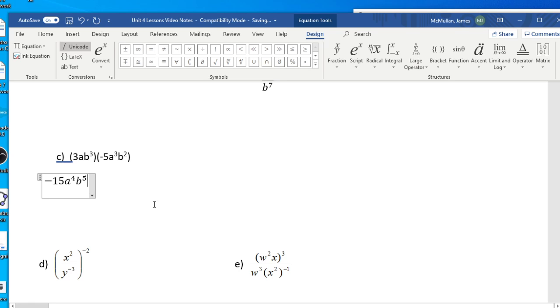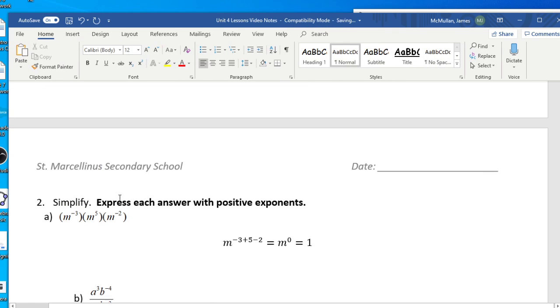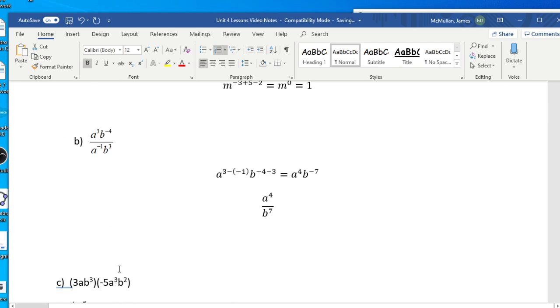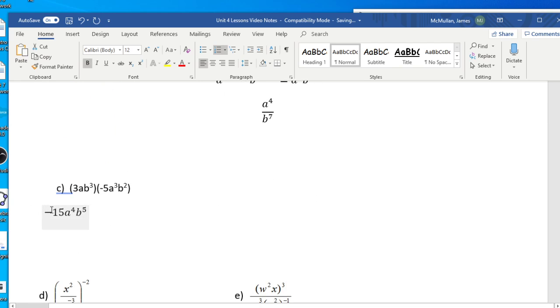This is all you can do in this question, because remember, it says with a positive exponent. It doesn't say every number has to be a positive number. You can't just change the negative 15, right? You could change a negative exponent. You don't change a negative coefficient.